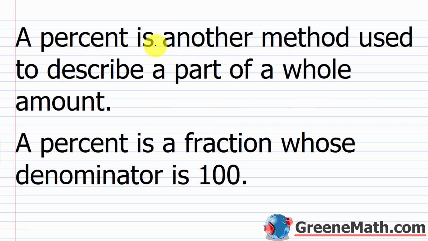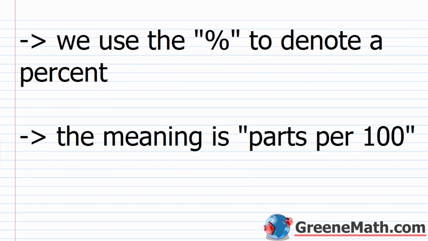So a percent is just another method used to describe a part of a whole amount. Basically, it's just another fraction. So a percent is a fraction whose denominator is 100. Okay? So if you see a fraction and the denominator is 100, you're dealing with a percent. So as a more convenient way to write a fraction with a denominator of 100, we can use this percentage symbol to denote a percent. And I'll show you how to do that in a second. But one thing you need to understand is that the literal meaning is parts per 100.